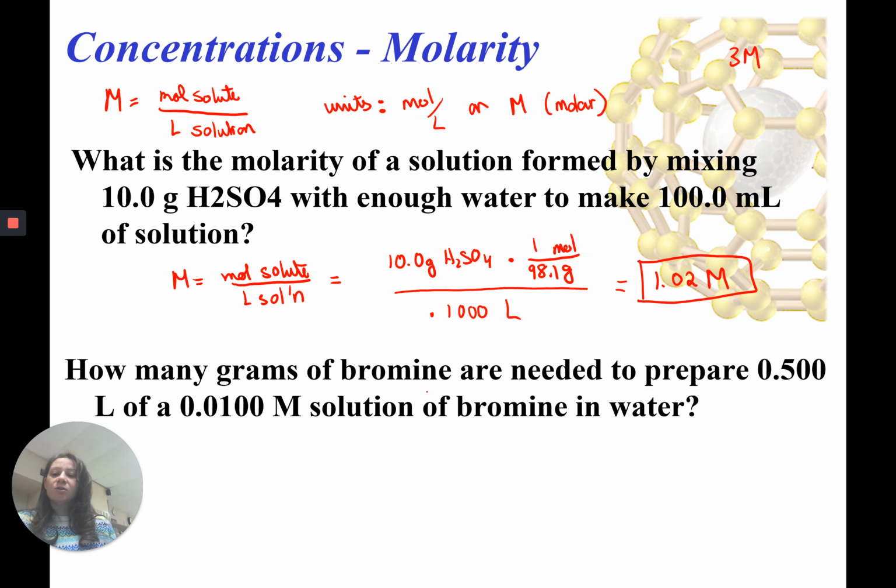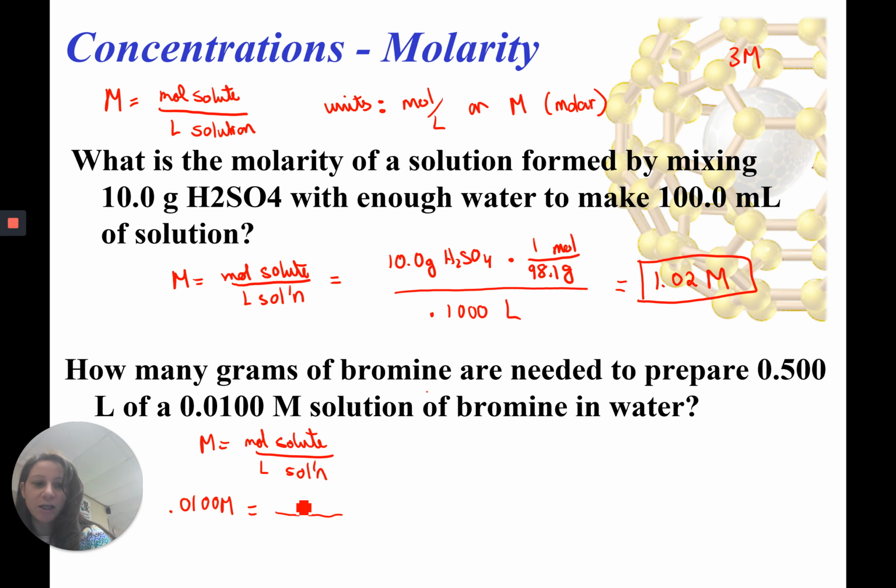So since it's talking about molarity, we're going to start with the molarity equation again. So moles of solute over liters of solution. And in this case, they're not asking us for the molarity. They already gave us what the molarity is. The molarity is 0.0100 molar. So that's our concentration. They also give us the volume. They give us that it's 0.500 liters.